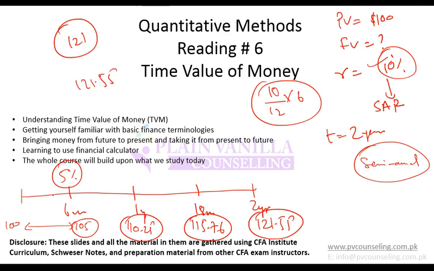So if you look into it, in annual compounding you are receiving 121, in semi-annual you are receiving 121.55, and if I go for quarterly compounding it will even increase, and if I go for daily or continuous compounding it will keep on increasing. So that means changing compounding can actually change your return.